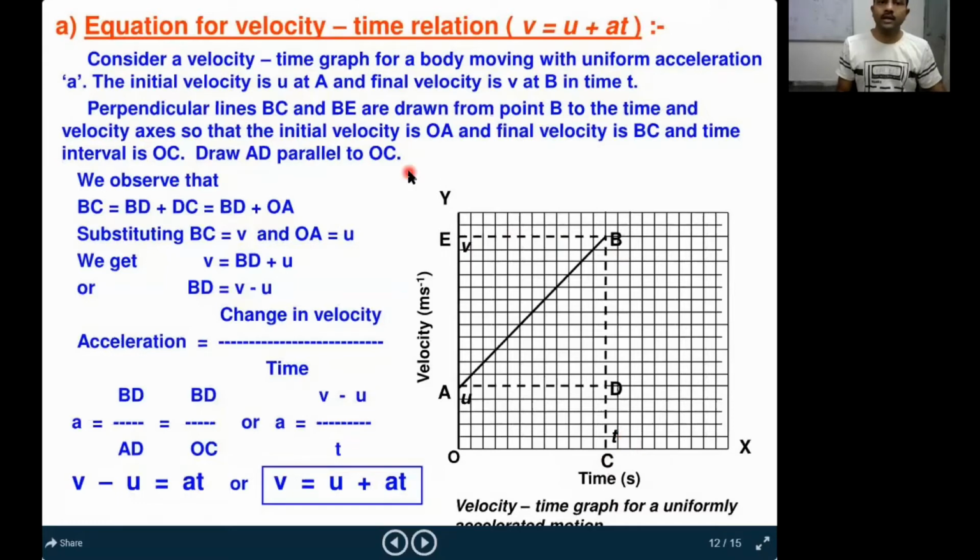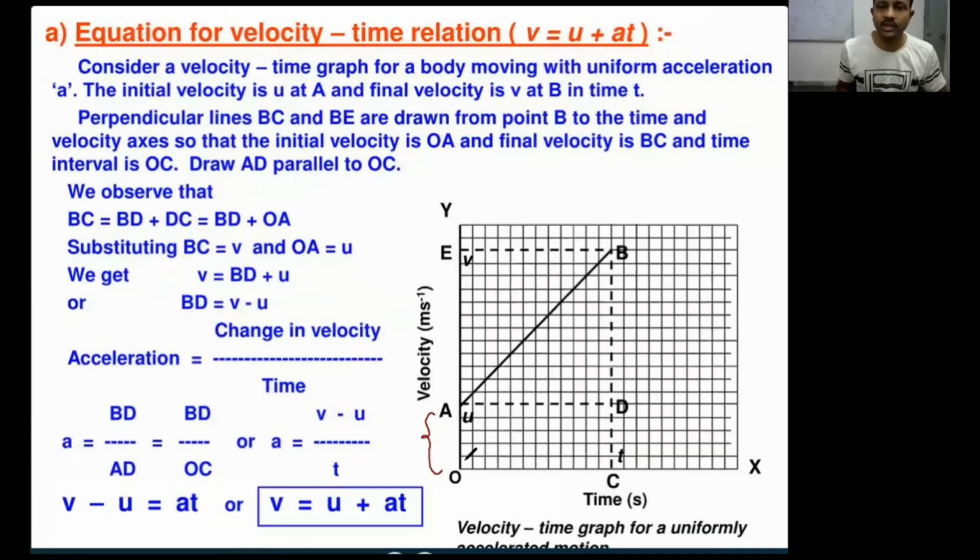On the velocity axis, the initial velocity is OA. Here, what is our velocity? Initial velocity indicates that the body is moving with some initial velocity. The body is having OA velocity. Then the final velocity is BC. So OA will give you the initial velocity and BC will give you the final velocity. Then the time interval is OC. OC will give you the time interval.